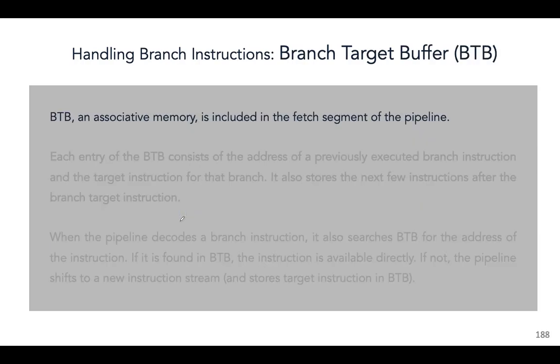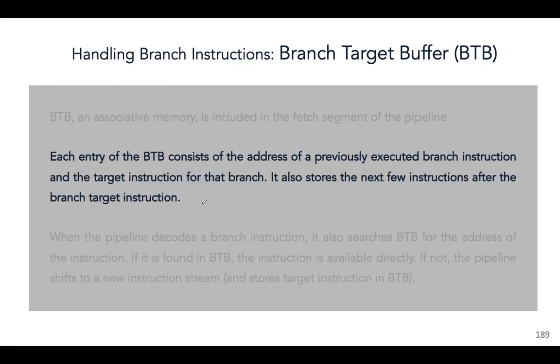All right. The second method of handling branch instructions is branch target buffers, BTBs. BTB is an associative memory, which I think you've already covered, or maybe it will come on later. So BTB is an associative memory. It is included in the fetch segment of the pipeline. Each entry of the BTB consists of the address of a previously executed branch instruction and the target instruction for that previously executed branch. It also stores the next few instructions after the branch target instruction.